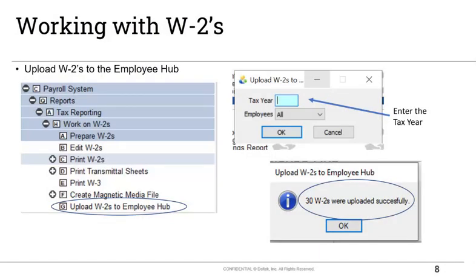Uploading your W-2s to the Employee Hub. If you own the Employee Hub module, you may wish to upload W-2s to the Employee Hub website. From the Payroll System main menu, select Reports, Tax Reporting, Work on W-2s, and upload W-2s to Employee Hub. You can enter the year for which you want to upload the W-2s to the Employee Hub. A message then will display letting you know the number of W-2s that were successfully uploaded to the Employee Hub website.